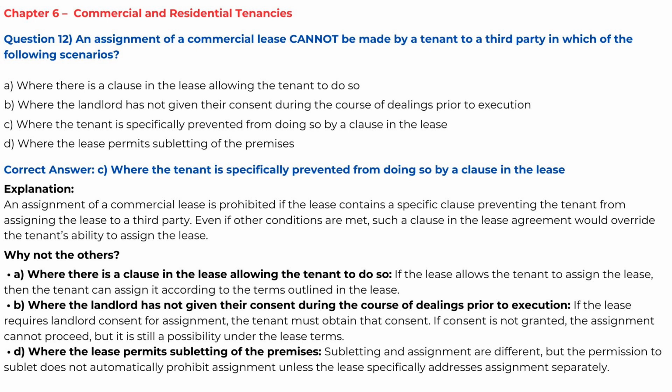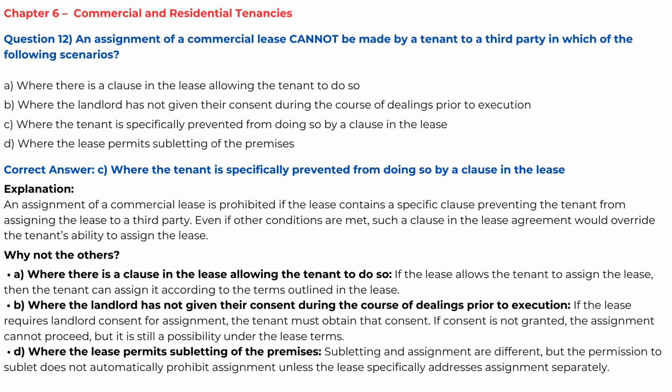Why not the others? A. Where there is a clause in the lease allowing the tenant to do so. If the lease allows the tenant to assign the lease, then the tenant can assign it according to the terms outlined in the lease. B. Where the landlord has not given their consent during the course of dealings prior to execution. If the lease requires landlord consent for assignment, the tenant must obtain that consent. If consent is not granted, the assignment cannot proceed, but it is still a possibility under the lease terms. D. Where the lease permits subletting of the premises. Subletting and assignment are different, but the permission to sublet does not automatically prohibit assignment unless the lease specifically addresses assignment separately.